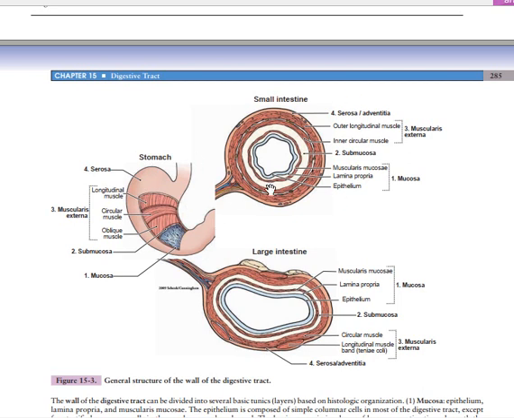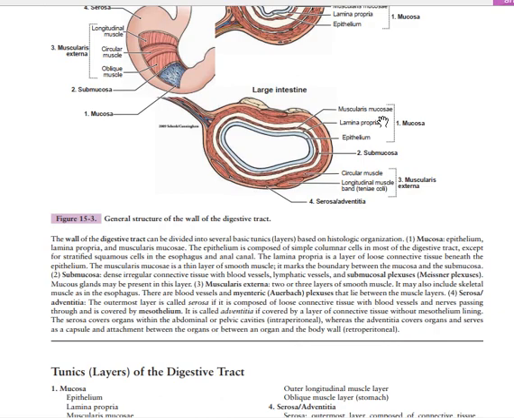Now the next one is the small intestine. It's still made of the mucosa, and in this case the mucosa is made up of the epithelium, the lamina propria, and the muscularis mucosa, with the different glands. Then you have the submucosa, then the muscularis externa, which is only made up of the inner circular muscle and outer longitudinal muscle, and lastly you have the serosa or adventitia.